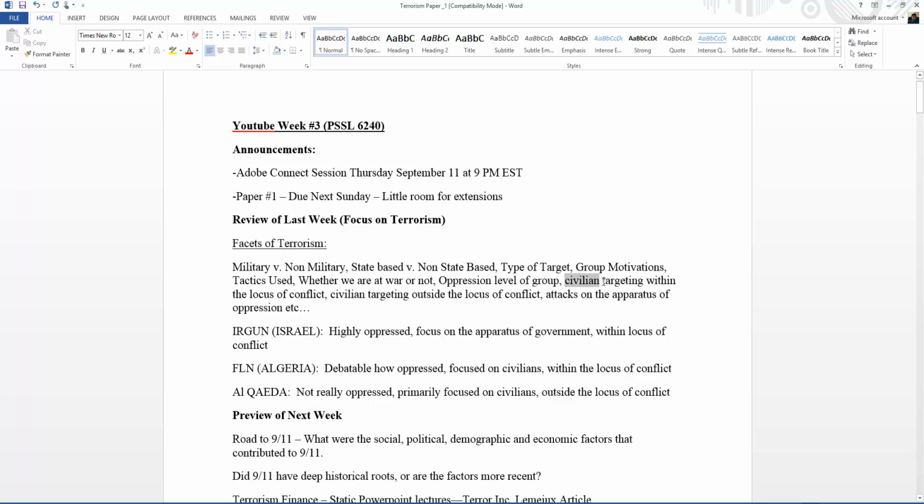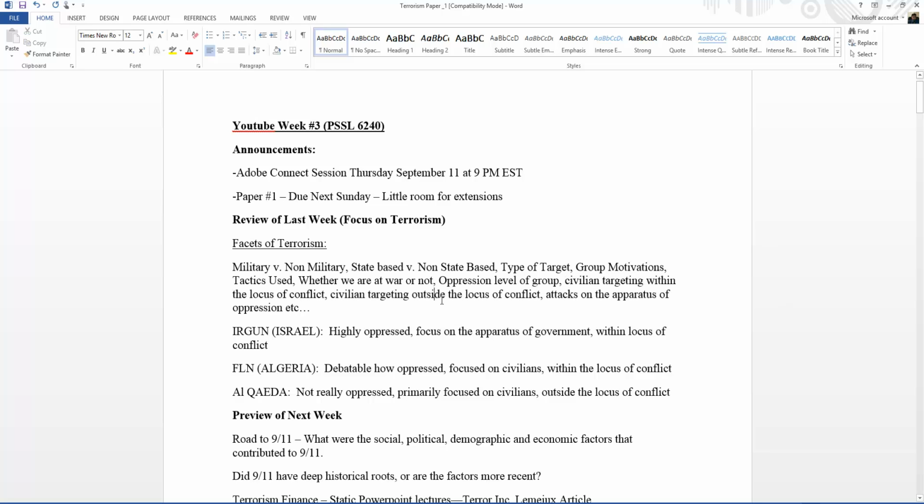Civilian targeting within the locus of conflict versus civilian targeting outside the locus of conflict. I think the Irgun example brought up a good case. We can say what the Irgun did was more acceptable, or not considered terrorism, because their attacks were focused on the locus of conflict within Israel. If they chose to bomb targets in London or in New York to bring attention to their cause, then they might be more of a terrorist group than if they chose to keep it within the locus of conflict.